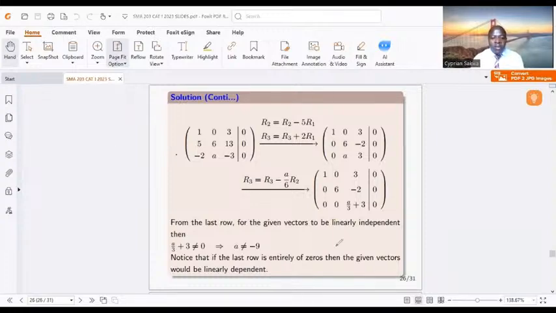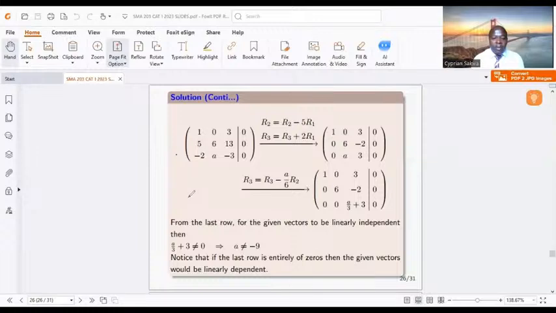I look at the last row here. If the last row is entirely zeros, then it means the system is linearly dependent. So for it to be linearly independent, this element should not be 0, because we already have 0 here, 0 here, and 0 here. So you only need to prevent this from being 0.